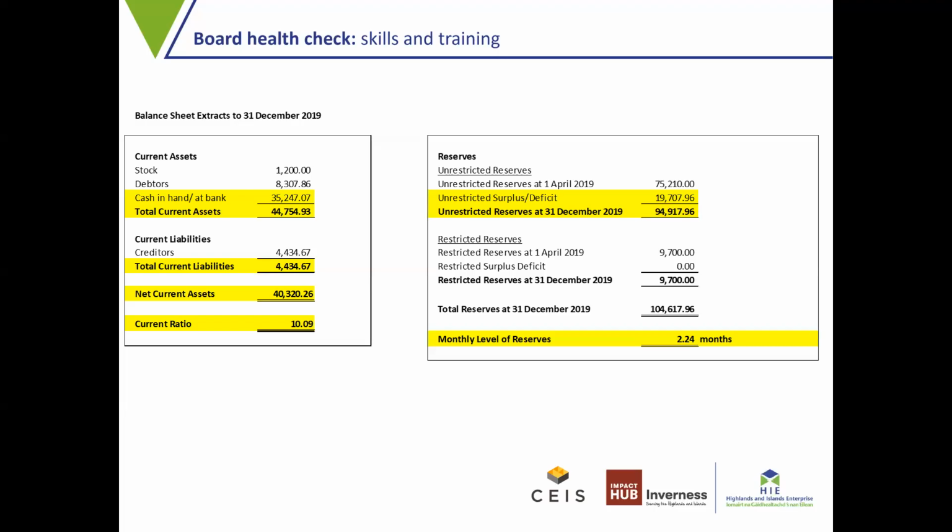If we compare this figure to the total expenditure figure of 508,132.30 in the income and expenditure account and multiply it by 12, the result shows that there are 2.24 months worth of running costs in reserve, which isn't quite the 3 to 6 months worth of running costs, which is a typical standard reserves policy.